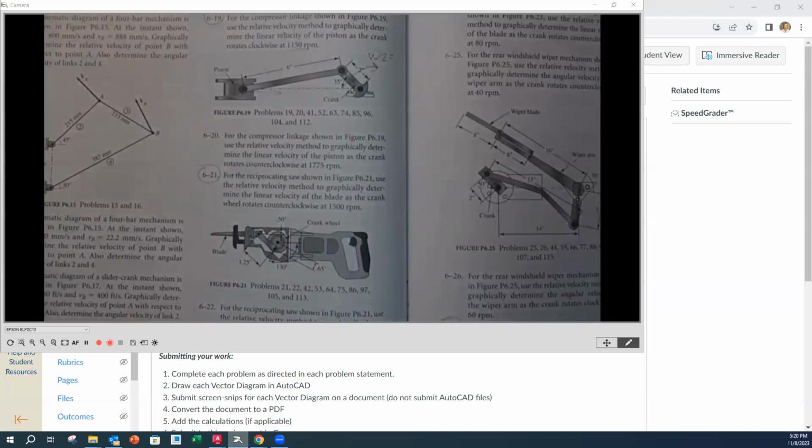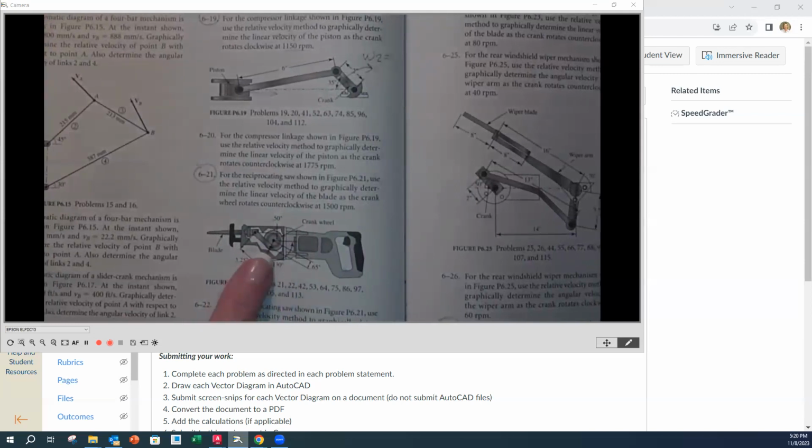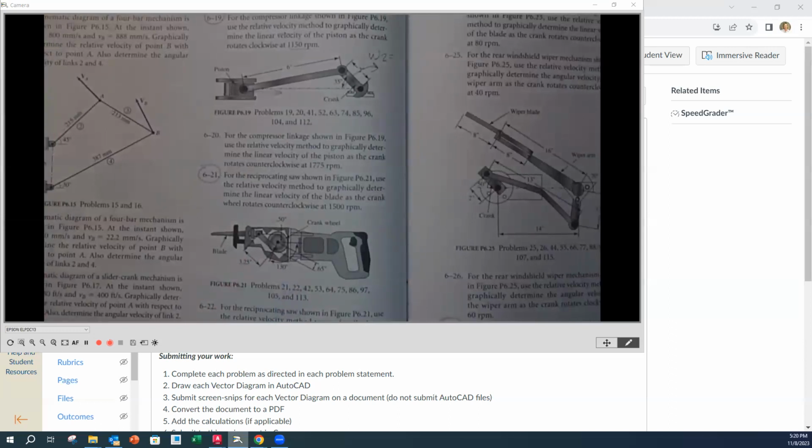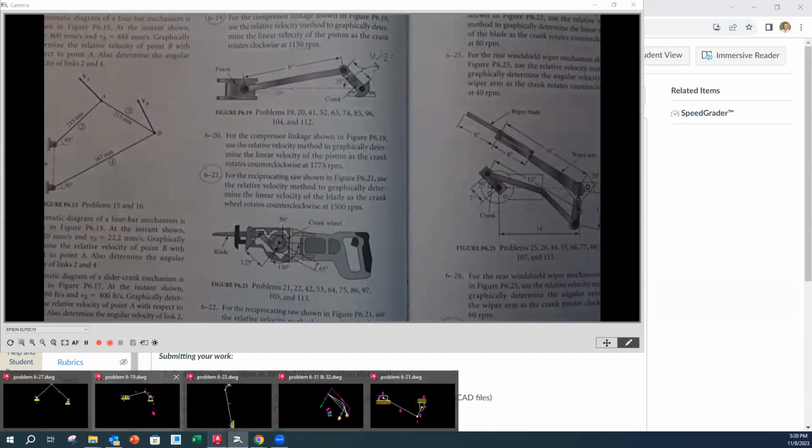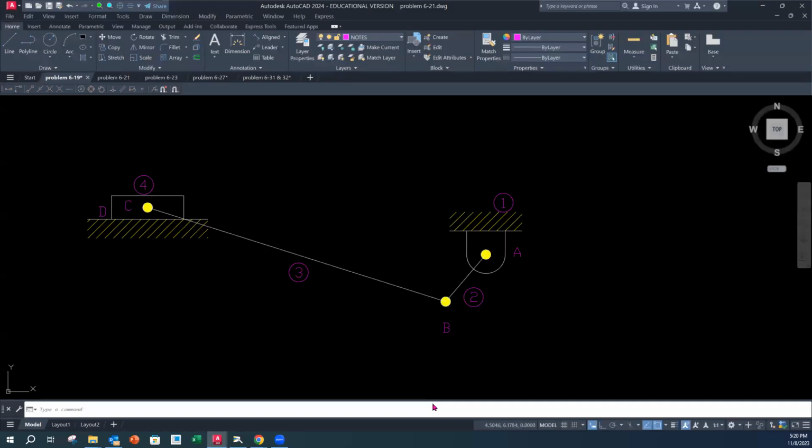Now, you may have this one already, we all may have already drawn, because we did see a similar one. I forget if it's this exact same or it might be a little bit different, but what I want you to do is take time to get this drawn in AutoCAD. Now, I have already drawn mine, and I think it is this one, 21. So this is what your kinematic diagram would look like.